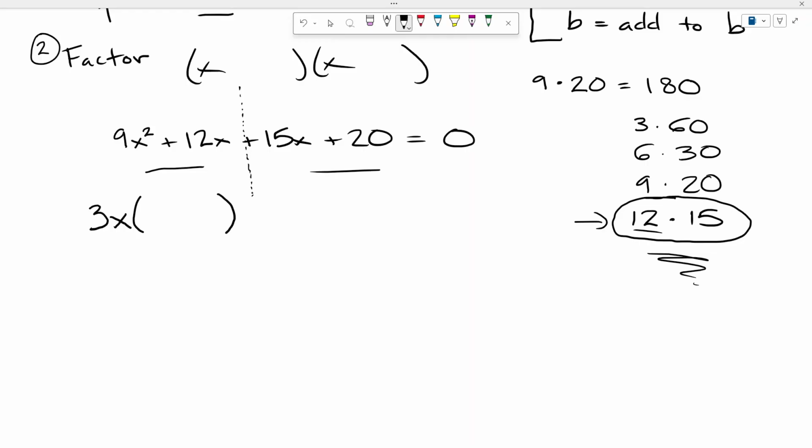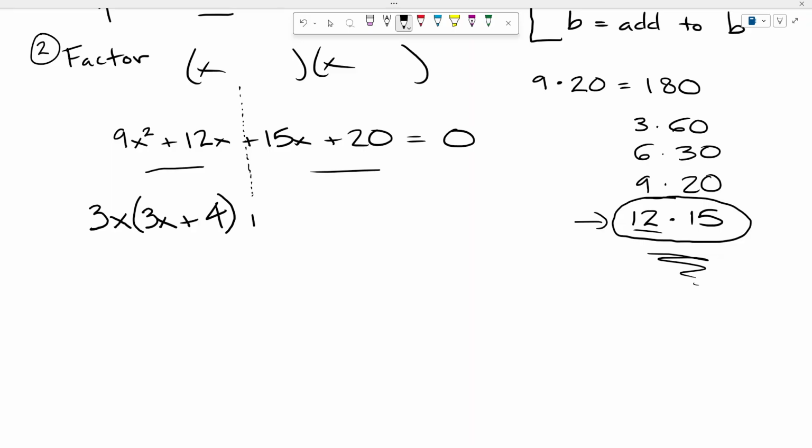from 9x squared plus 12x, what would that leave us with in the parentheses? 3x times what gets us to 9x squared? Well, that would be 3x. 3x times 3x gets us to 9x squared. And then 3x times what gets us 12x? That would just be 4. Okay, so we factored out a 3x. All right, what's left inside is the 3x plus 4.